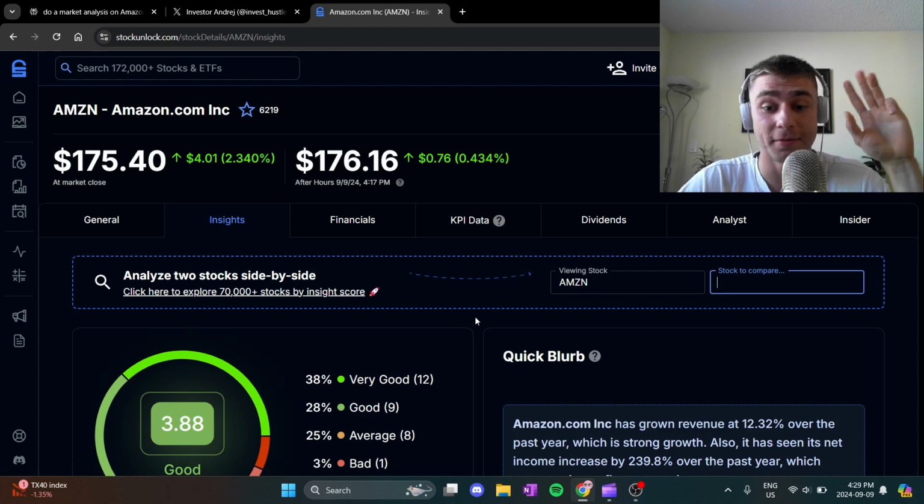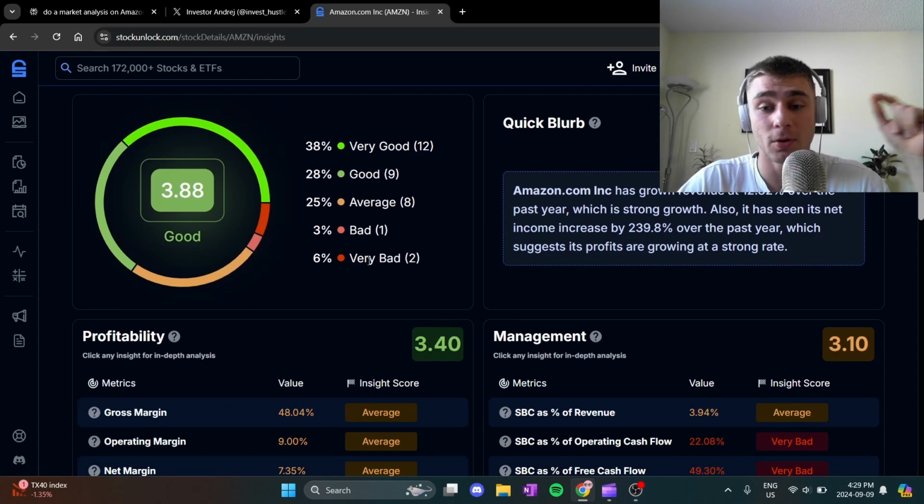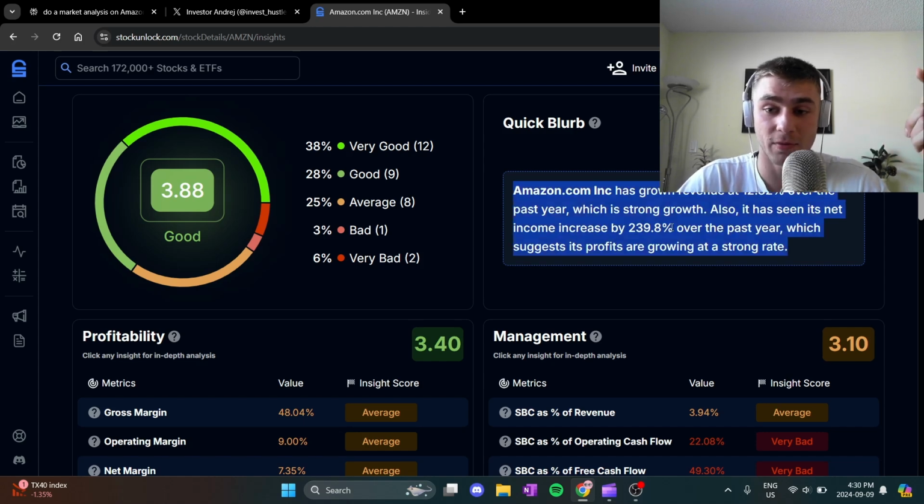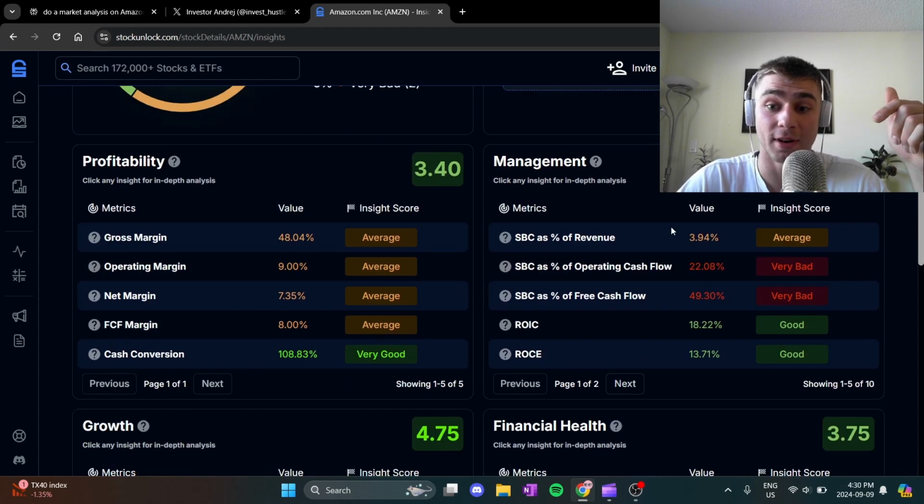The third reason why I love Stock Unlock: insights. If you go into insights, it'll give you a 0 to 5 rating and a quick blurb, a little summary. It won't always say the same things; it'll point out the things that are different. So for example, a really big thing is that it increased its net income by 239%, because it's getting more revenue from AWS, which has a much higher profit margin, but we're not going to talk about that today. It'll give you the stock-based compensation as a percent of revenue.